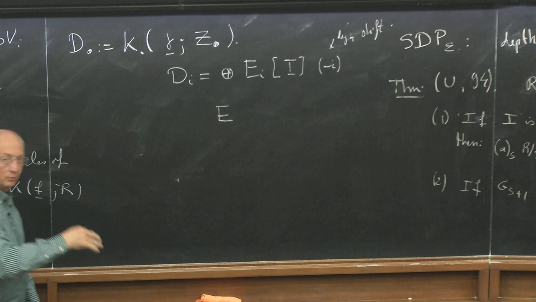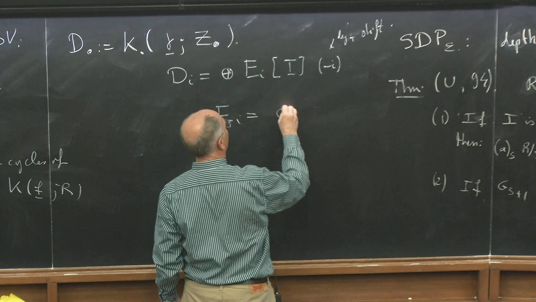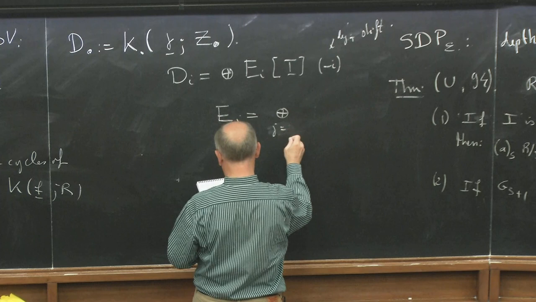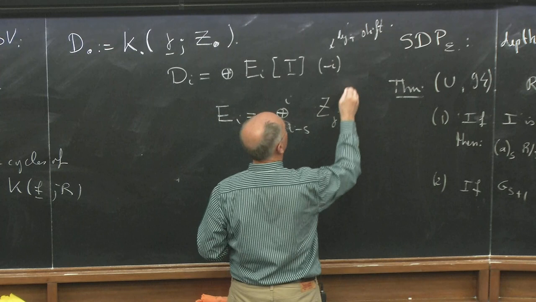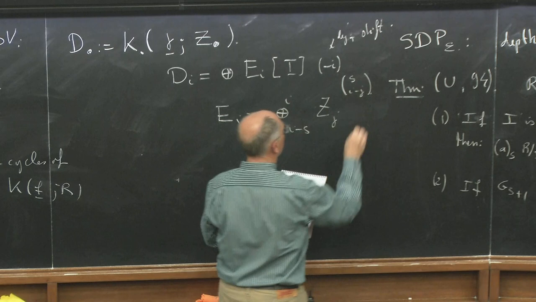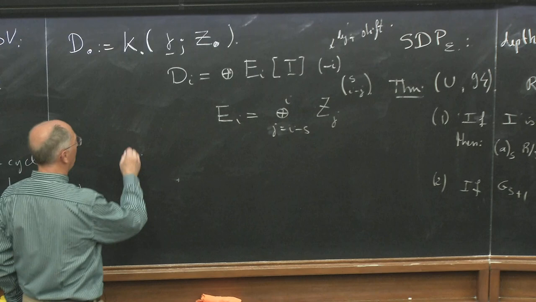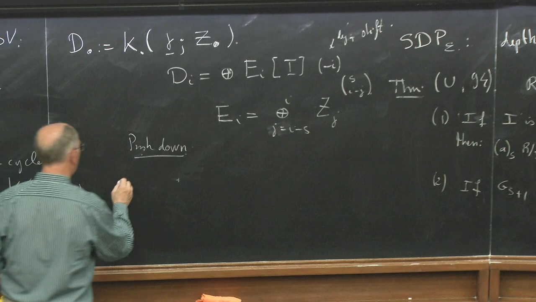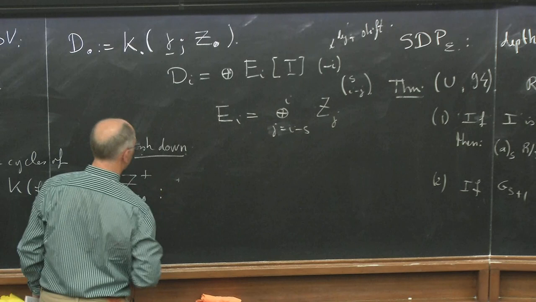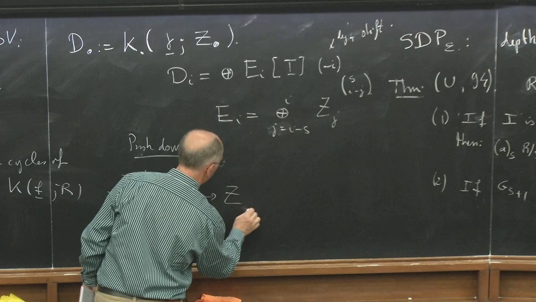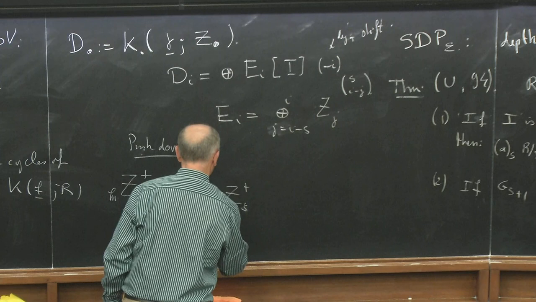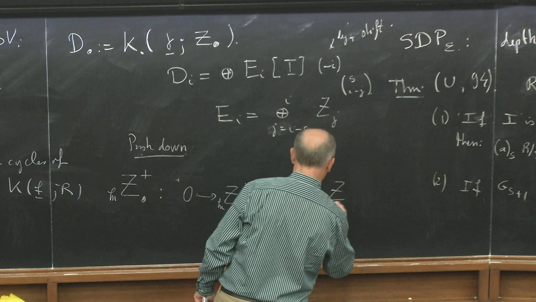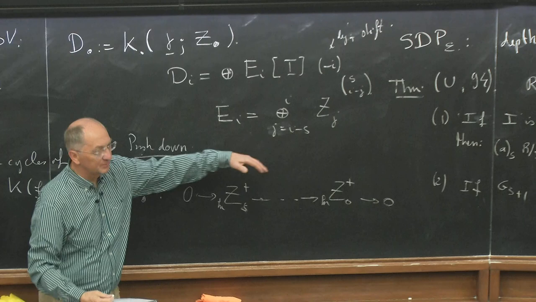And this E_i has a simple expression. It's a direct sum from j equal to i minus s to i of Z_j to some power, which is s_i minus j. So it's a bit complicated but explicit. And now you push down this complex, like you do when you construct Eagon-Northcott complexes, and you get a family of complexes like the Eagon-Northcott ones, Z dot, which they call Z dot plus, which is zero, and the length of that is s, and so this will be Z plus dot K, s, et cetera, and this will finish.